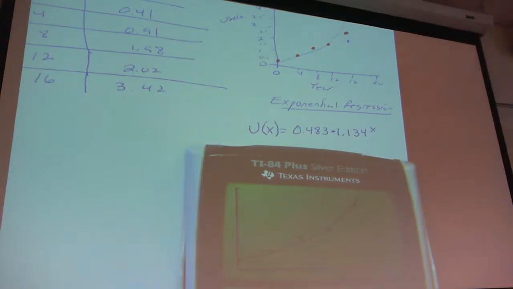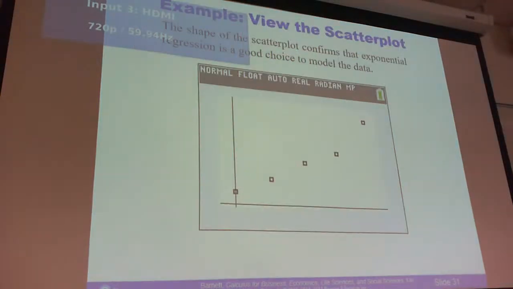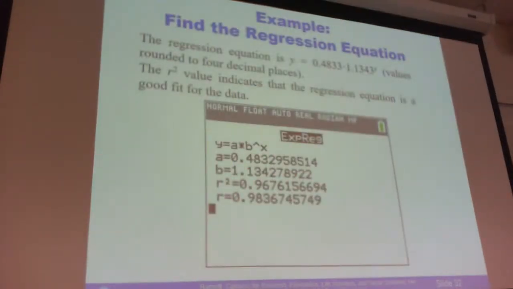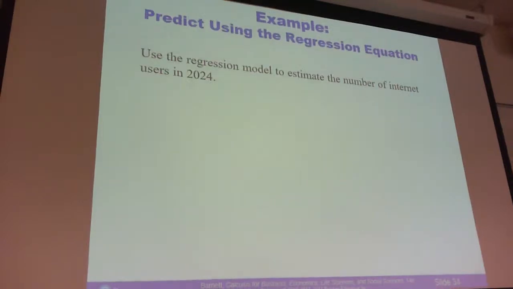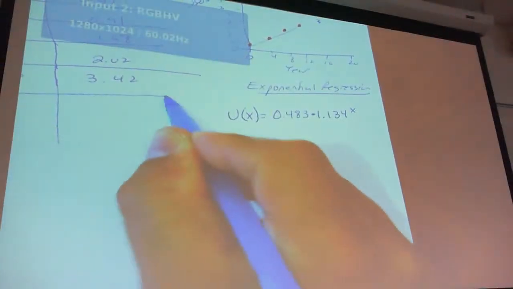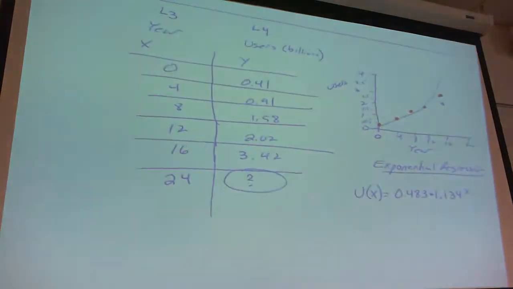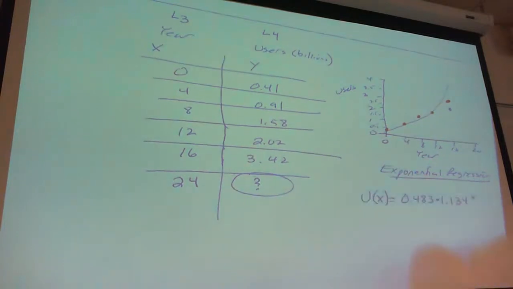Now I'm going to add a question to this. You're going back, you put the data in the calculator, you did the dots, you did the regression, you got the line. Now the question wants to know when use the regression to estimate the number of internet users in 2024. So this question wants to know at 24, what will the number of users be?